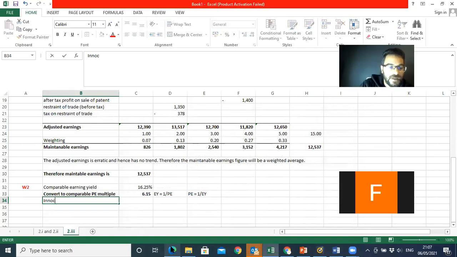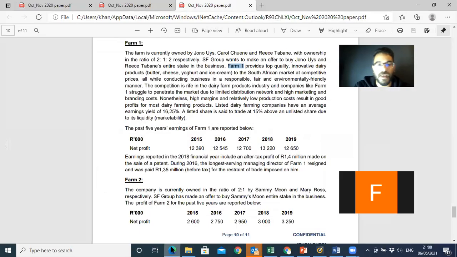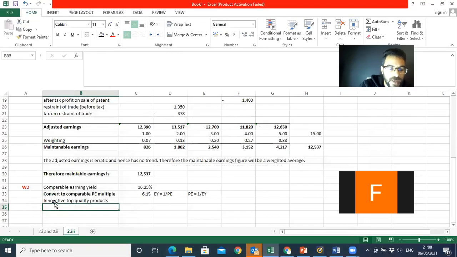Okay, so here that is a difference from Farm 1 to the industry. Innovative, top quality products. That is one difference between the industry and Farm 1. Okay, then they also do business in an environment-friendly manner. That's a difference. Remember, being environmentally friendly adds value to a company. Nowadays, many companies want to only do business with other companies that are environmentally friendly. Okay, conduct business.